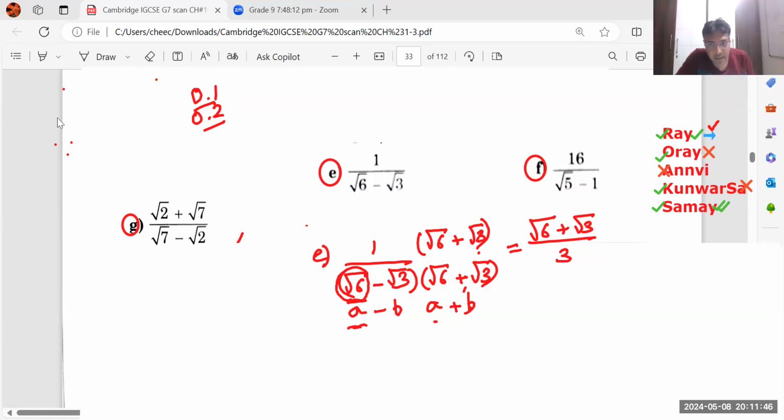Ray beta, there is still a little bit of mistake in your answer. I'll explain. In the simplifying, and your G part is also not correct. That's why we are doing each and every question, because we are making mistakes. So many crosses.